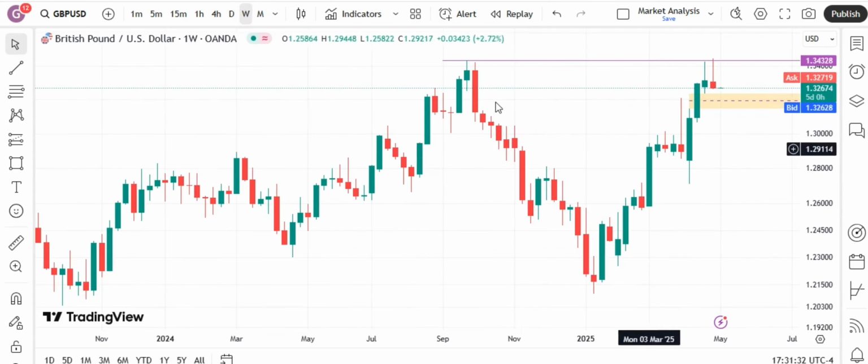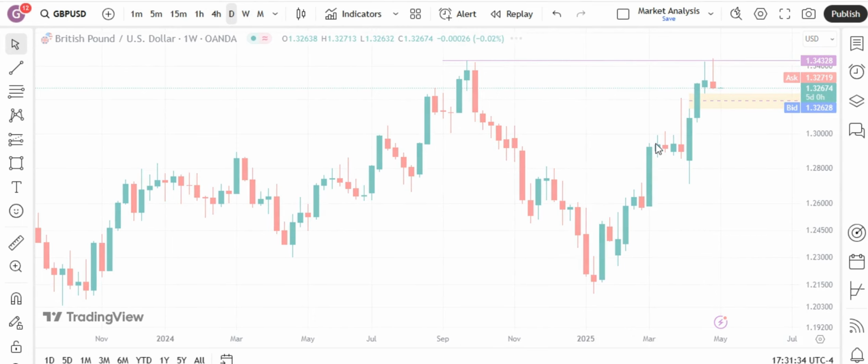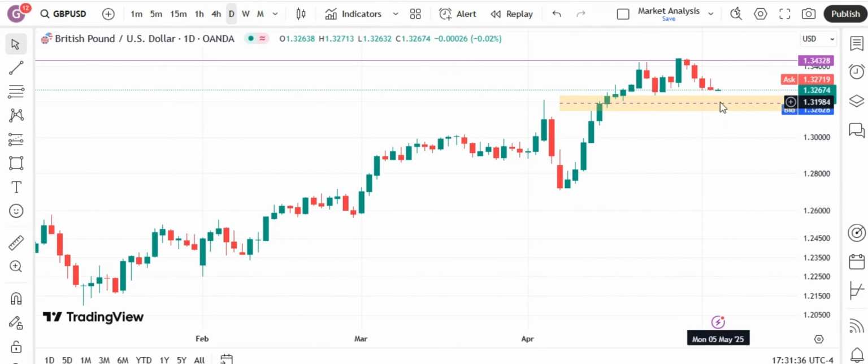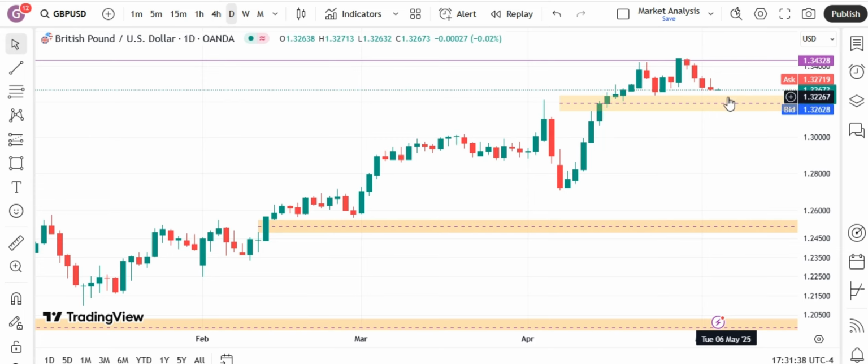Okay, daily time frame, this area, I want to see price go straight to it and go beyond it, into this FVG because of this breaker block.